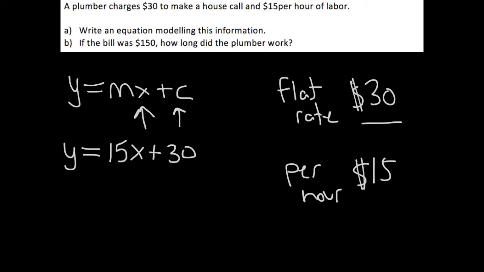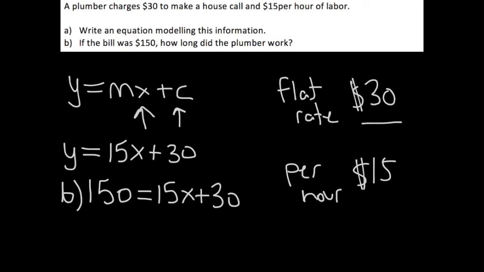So part B of the question says, if the bill was $150, how long did the plumber work? So we'll write down B right here. This is different than the last question because we are actually given the value of y rather than us having to solve for it. So let's see. We get 150 equals 15x plus 30. And so our only unknown value is x.